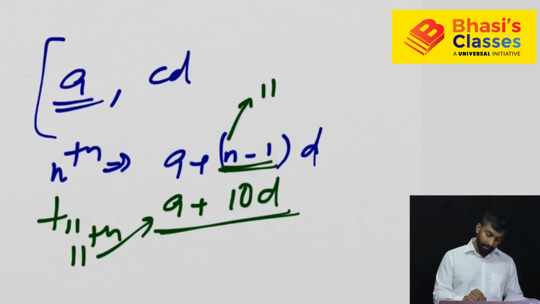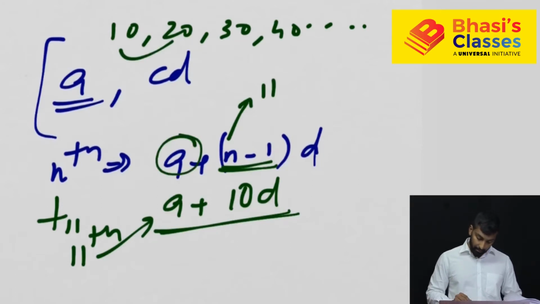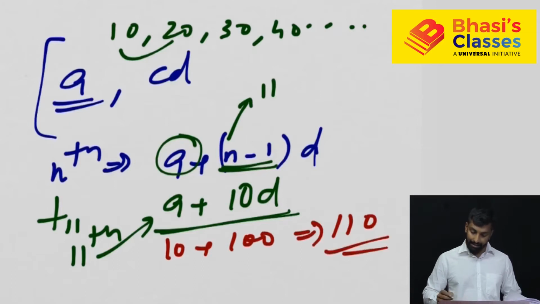Let's take this series 10, 20, 30, 40, etc., right? So these two are enough to understand the first term and the common difference, right? What is the first term? First term is 10, so you'll substitute a is equal to 10. Common difference is 10, so 10d means 10 into 10, that is nothing but 100. So what is the 11th term? 110. That is easy, right?